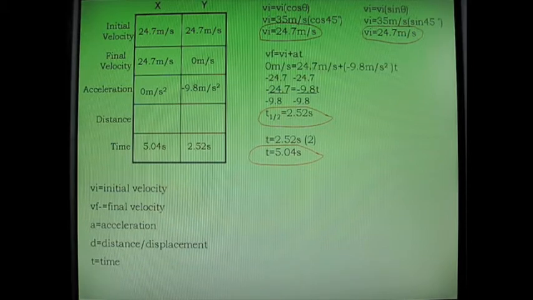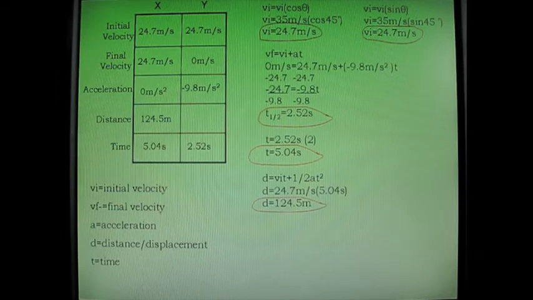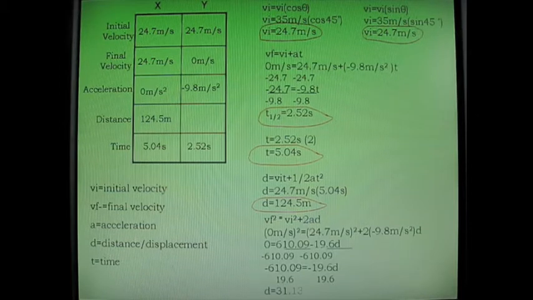Finally, we figured out the distance in the x direction by using the equation distance equals initial velocity times time plus 1/2 acceleration times time squared. The distance ends up being 124.5 meters. To find the maximum height in the y direction, we use the formula final velocity squared equals initial velocity squared plus 2 times acceleration times distance, which ends up being 31.13 meters.